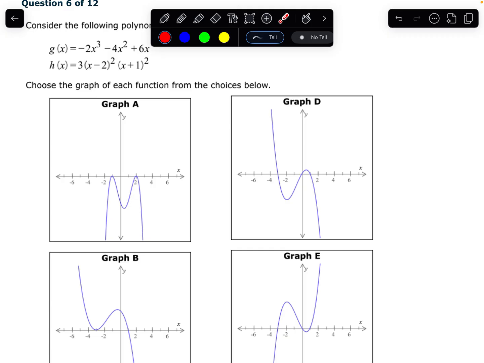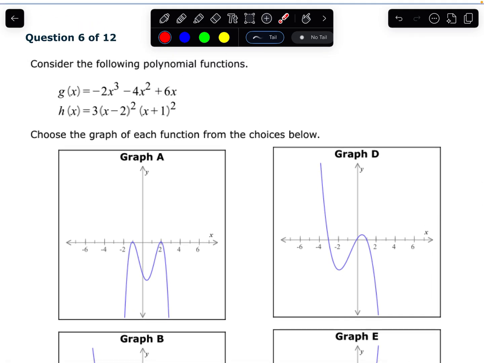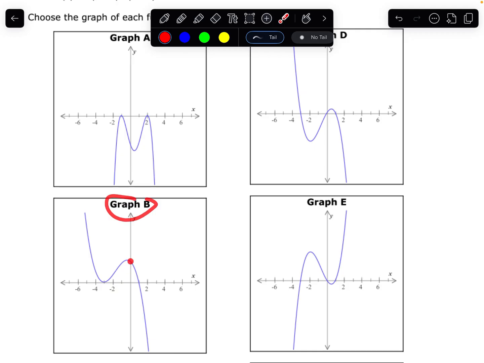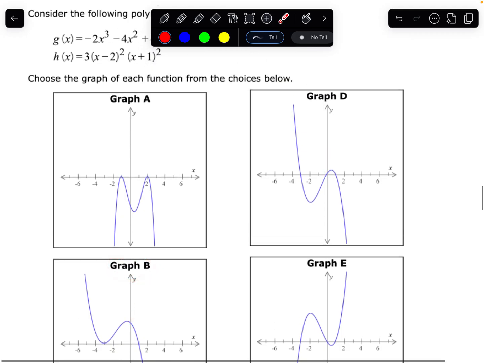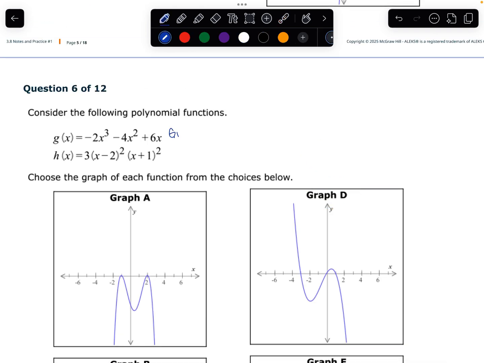So the next thing I like to do is see if y-intercepts will matter, because that's just easy. For y-intercepts, if I make x equal to 0, every term has an x in it, which would mean every term would become 0. So I should have a y-intercept at 0. The y-intercept for graph B is not at 0, but it is for D. So I'm going to say that D has to go for this one right here. So this is graph D.